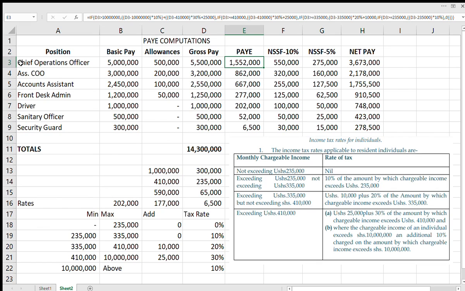For example, if we did work and did a function or a formula for the chief operating officer who is earning 5,500,000 shillings in gross pay, then to compute pay as you earn, we can use the if situation, the if condition.